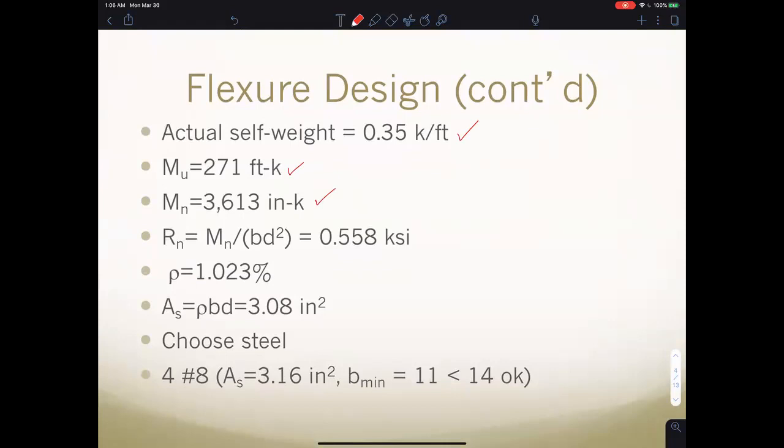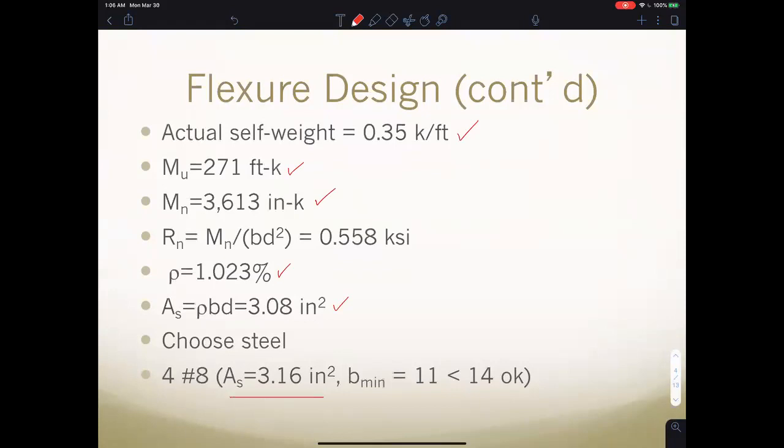So you update the moment, get MN required. Now you calculate the RN. It's a little less than 1.07. You get AS is row BD. You need 3.08 square inches. Choose 4 number 8s. And AS is 3.16 square inches.